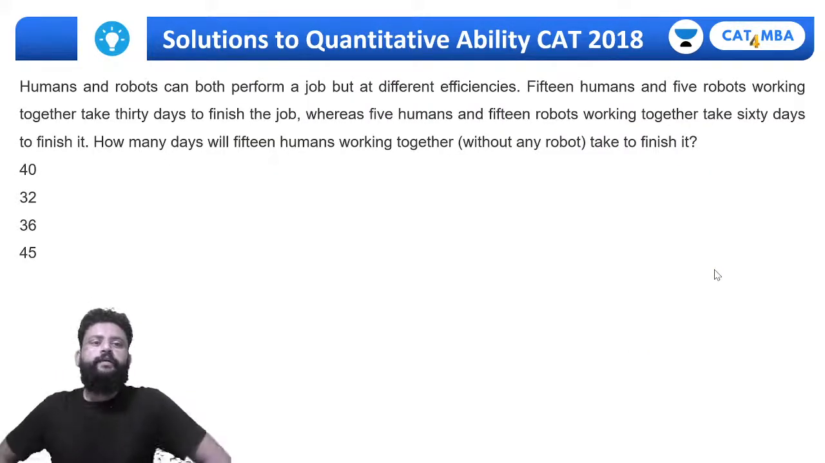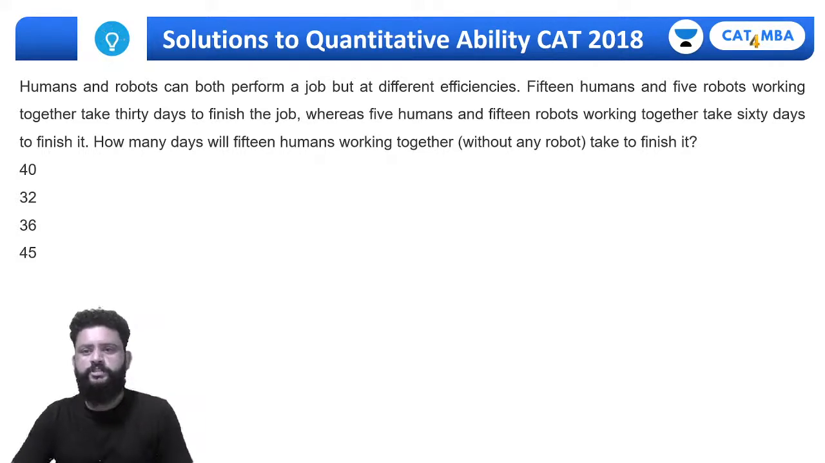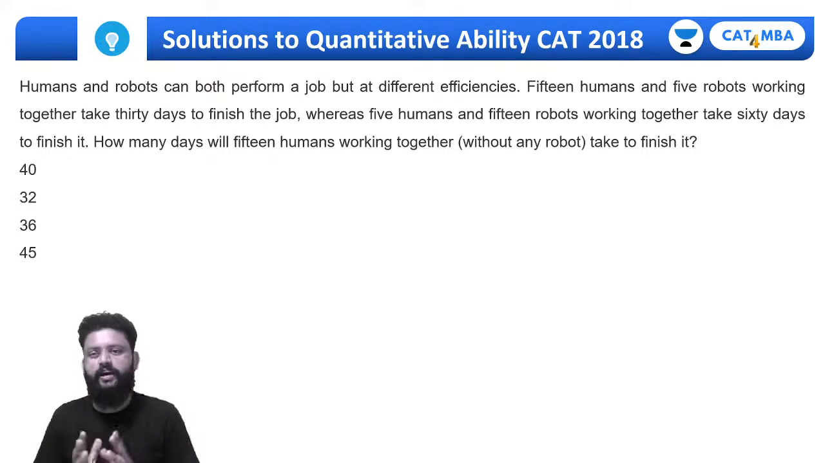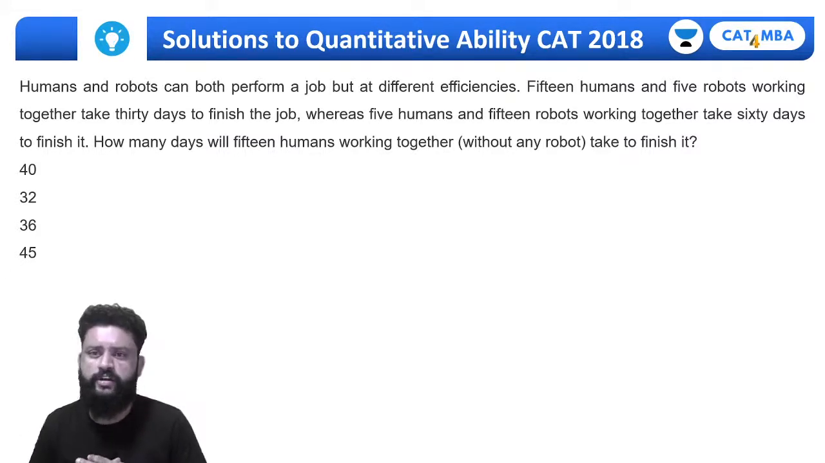राइट, क्विकली अ क्वेश्चन फ्रॉम टाइम एंड वर्क. जस्ट थोड़ा सा वर्डिंग की वजह से ऐसे लगेगा, अदरवाइज ये बिल्कुल स्ट्रेट फॉरवर्ड क्वेश्चन है. ये भी इट्स नॉट टू टफ. Humans and robots can both perform the job in a different job but at different efficiencies. So 15 जैसे अपने men women ऐसे ही वर्डिंग्स यूज होता है नॉर्मली टाइम एंड वर्क में, यहाँ पे ह्यूमंस एंड रोबोट्स यूज हुआ है.